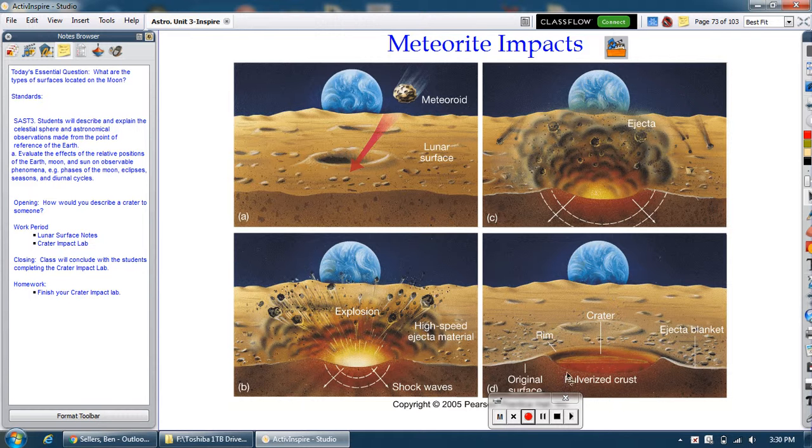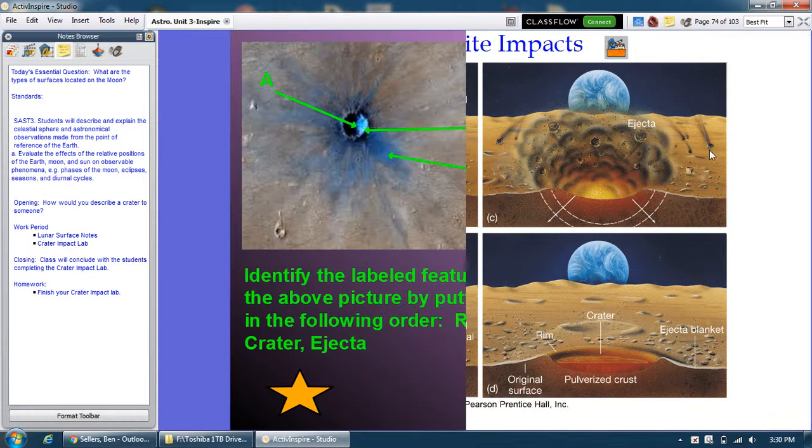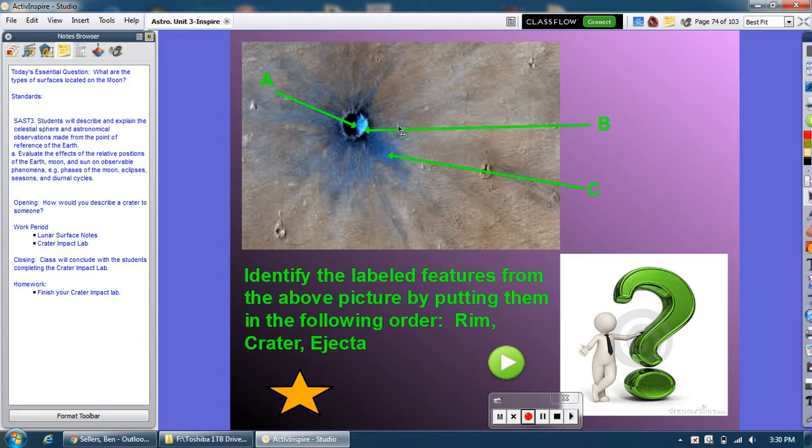Here you can see the crater, right? This goes A, B, C, D, right? Boom, boom, boom, boom. So in D, you have the crater itself as the bowl, right? The rim is the very lip of it. The ejecta is the stuff that is thrown out in these different spots here. So it forms what's called the ejecta blanket. So in this case, this would be the crater, the rim, and the ejecta blanket.